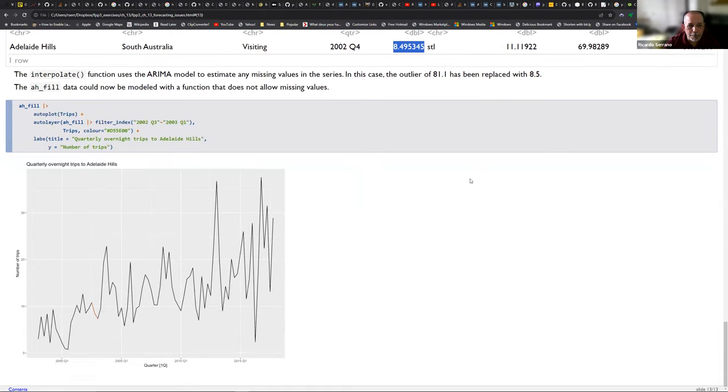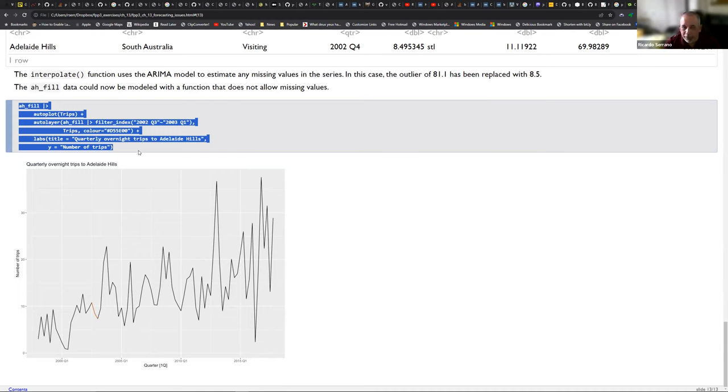So when we use AHFill with the interpolated values for that particular point, we see that instead of getting a spike, we're getting kind of a line between the preceding point and the following point of that particular observation. So that's the interpolation, the gap that we're filling there, understanding that we are treating the outlier as a missing value. In other words, we came to the conclusion that the outlier has no valid explanation to be there.